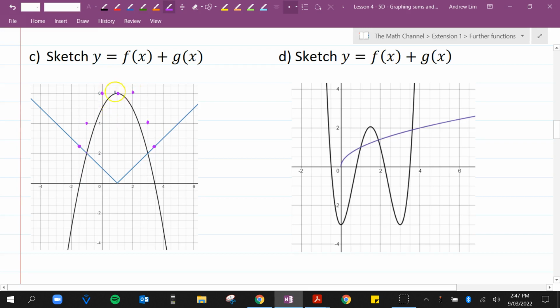And what are we going to do with this bit here? Let's have a look. So here we've got a y value of about half. So I'm going to add half to this, which is probably about there. Same over here. It's got a y value of half. So I'm going to add half to this, which is about there. So it looks like I'm going to have something like this as my f of x plus g of x.